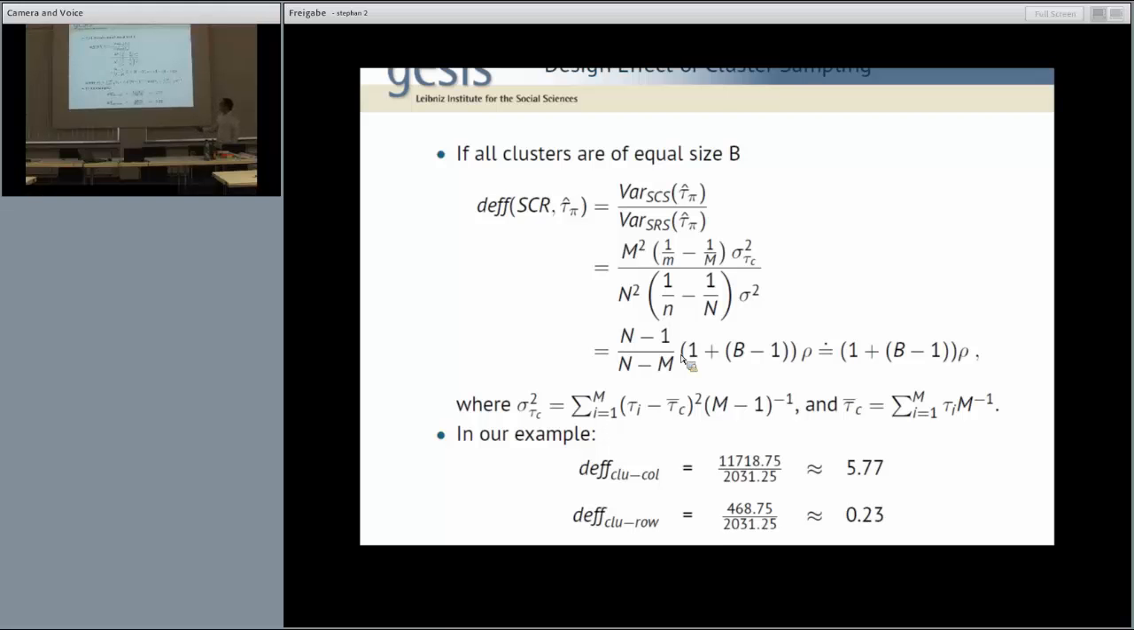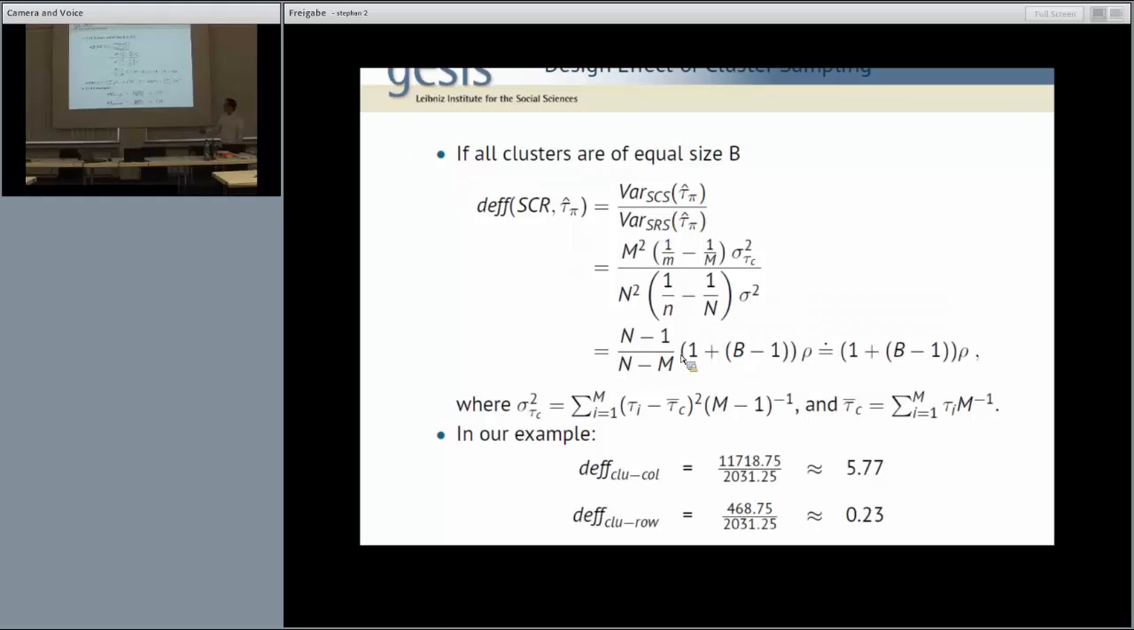Okay, and here, sigma square Tc is just the variance of the cluster totals. So those formulas are very similar. The only difference is that you use the elementary units to calculate sigma, and here the totals in each cluster.